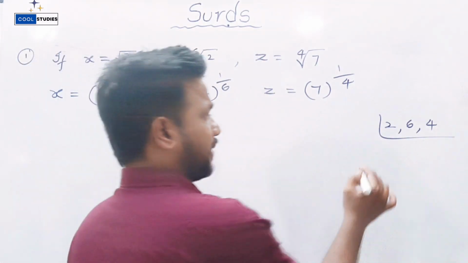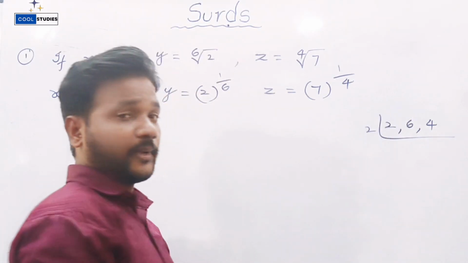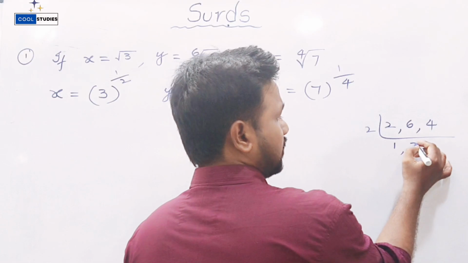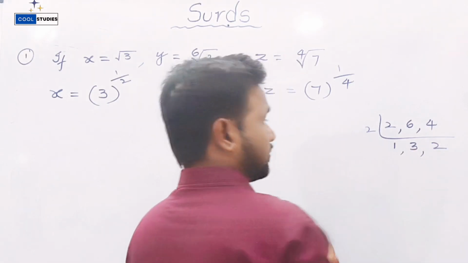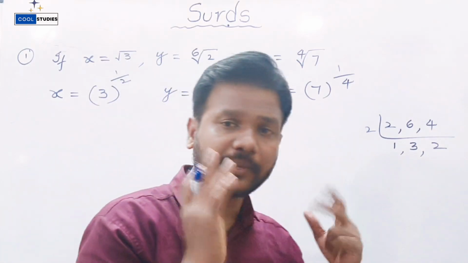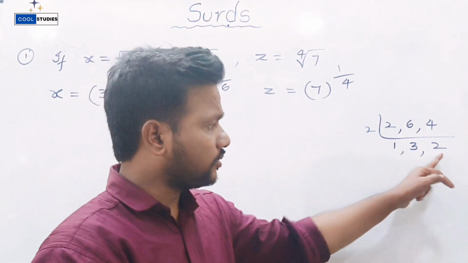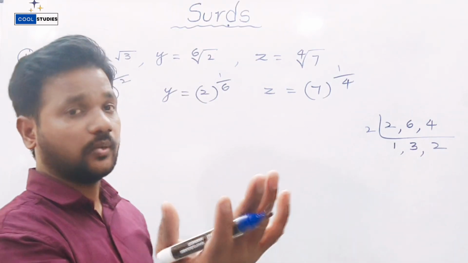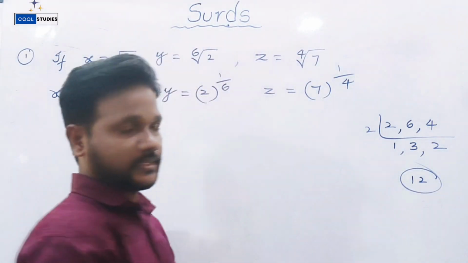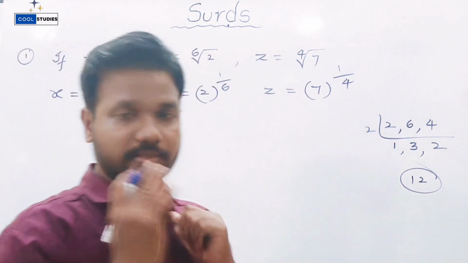Let us start with the prime number 2. So 2 1s are 2, 2 3s are 6, and 2 2s are 4. All are prime numbers. Then directly multiply and we get the LCM. 2 3s are 6, 6 2s are 12. What did we get as the LCM here? 12 is the LCM.